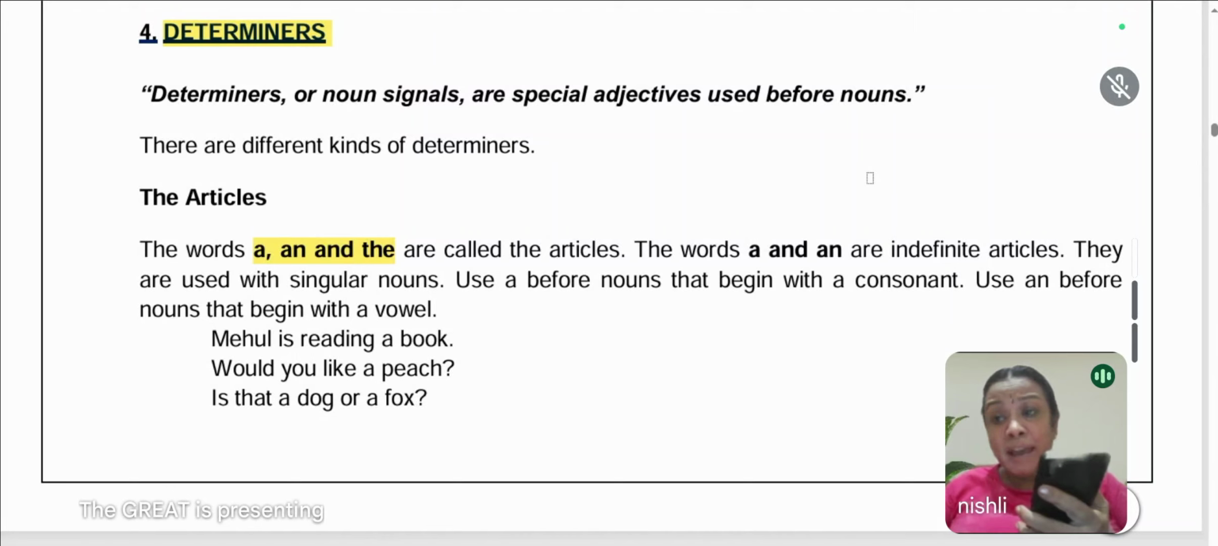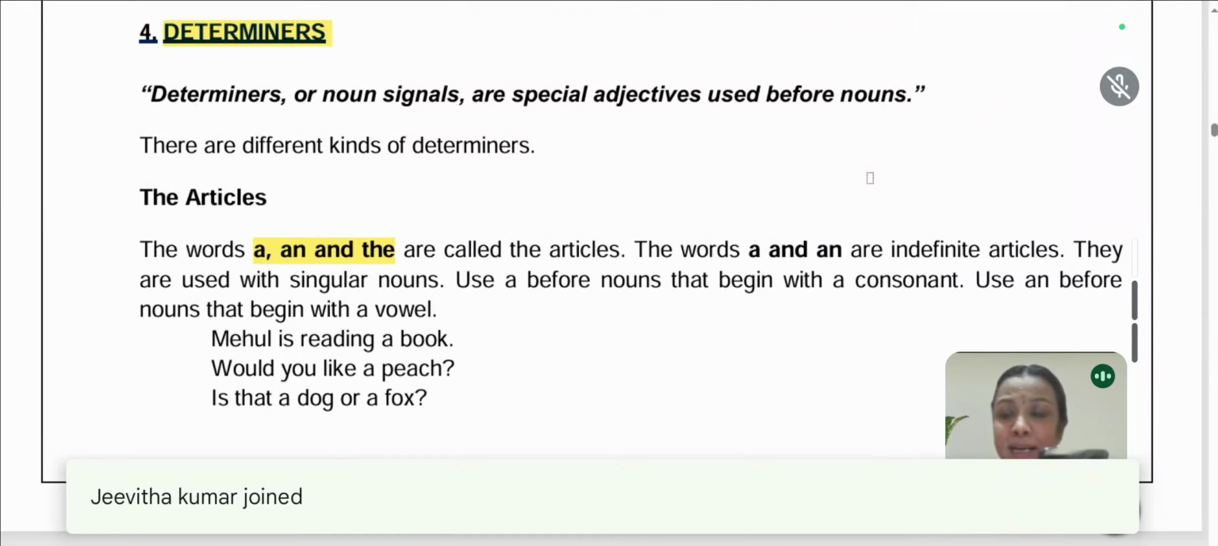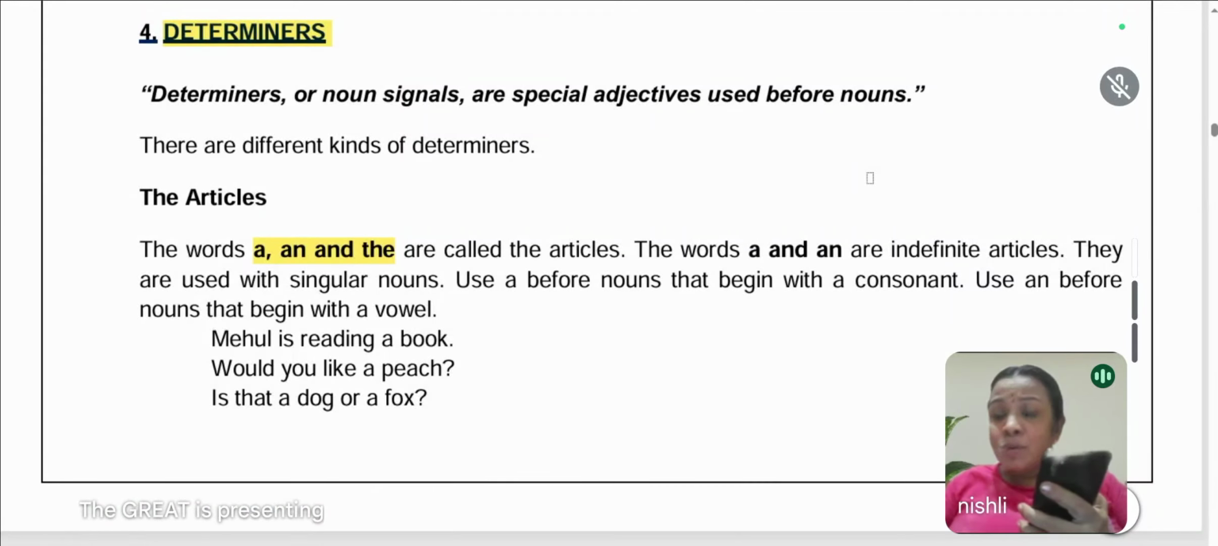So vowels, as you know, are A, E, I, O, U. Mehul is reading a book. The word book begins with the alphabet B, so you have to use a. Then again, would you like a peach? Peach is a consonant sound, P, so you have to use a. Again, is that a dog or a fox? Again a consonant sound, so you have to use a.